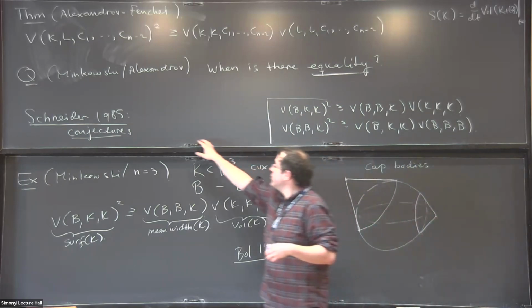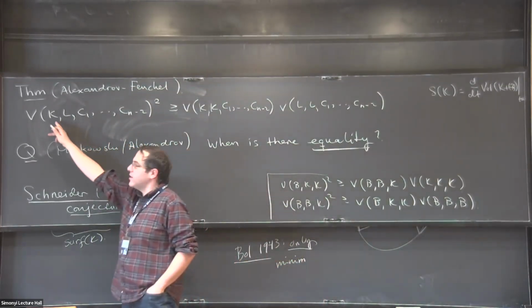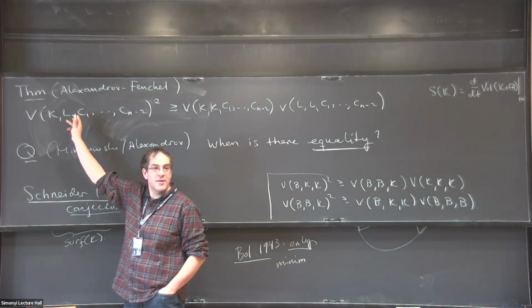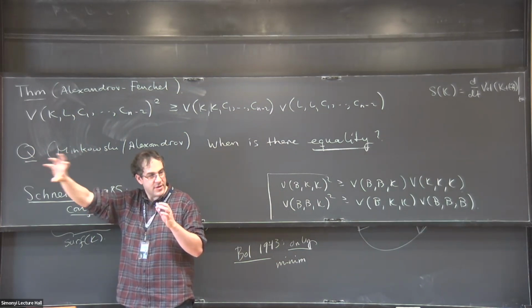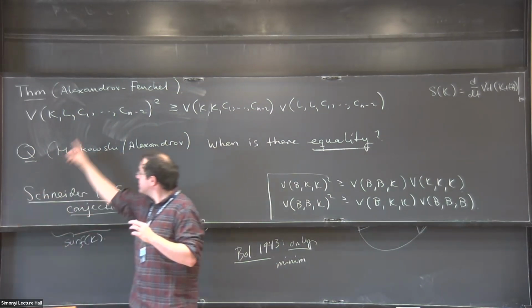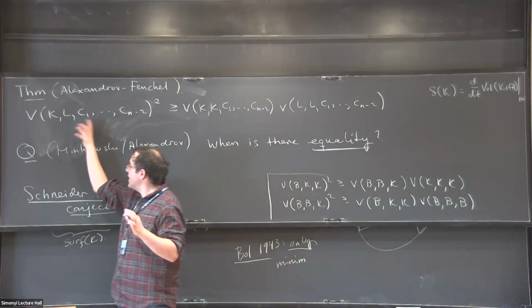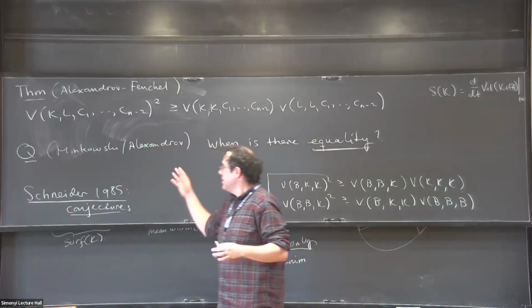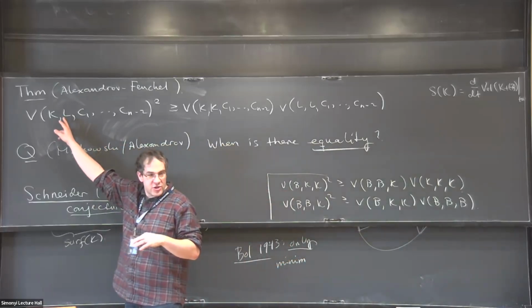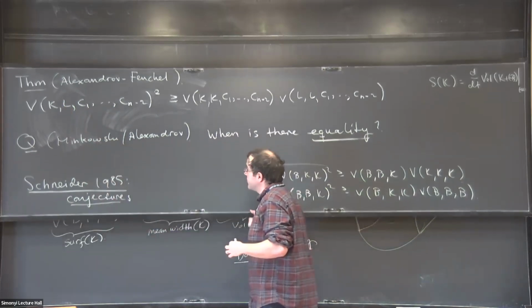Just to be clear what trivial means here, there are two obvious equality cases. One of them is if K is equal to L, obviously you have equality. The second one is if you take any of these bodies and you translate them. Because volume is translation invariant, these mixed volumes are also translation invariant. Or you can scale them. Volume is n-homogeneous under scaling, which means that these mixed volumes are also homogeneous, so these are homogeneous inequalities. If L equals K up to translation and scaling, we call those the trivial equality cases. The interesting ones are the ones that are not trivial.